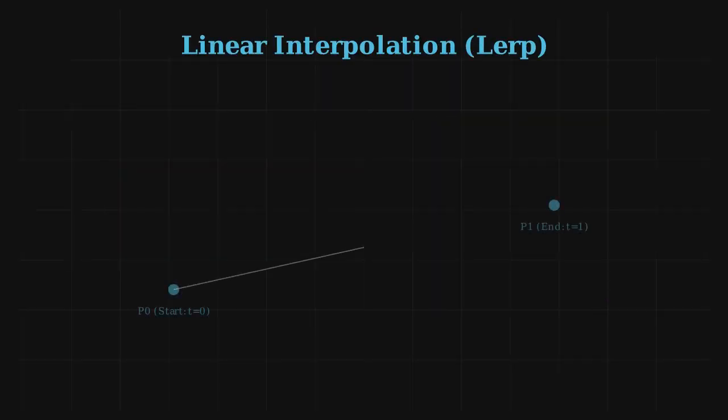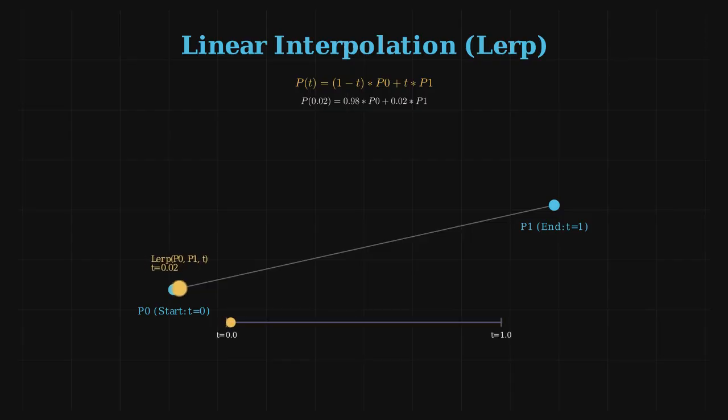To understand these curves, we start with the simplest building block, linear interpolation, or Lerp. Given 2 points, p0 and p1, and a parameter t from 0 to 1, Lerp calculates a weighted average. As t sweeps from 0 to 1, it traces a perfect straight line between them.